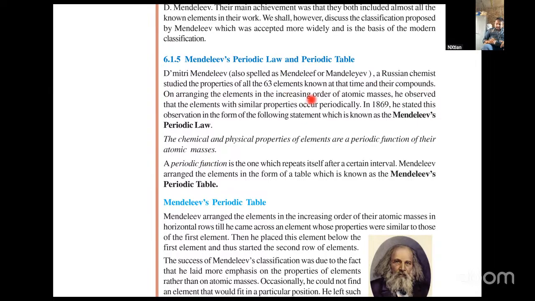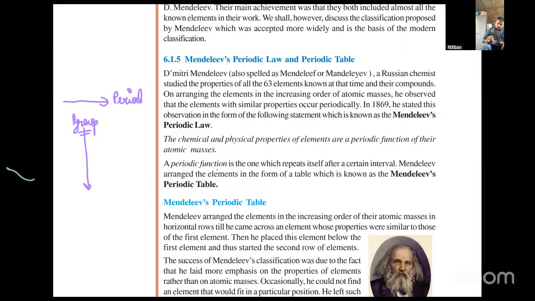On arranging the elements in the increasing order of atomic masses, he observed that elements with similar properties occur periodically. Now, basically, there are two terms that you're going to hear. First is period. Period goes from left to right. The second is group. Group goes from up to down. Did you understand? Yes or no? Okay. Period goes from left to right, and group goes from up to down.